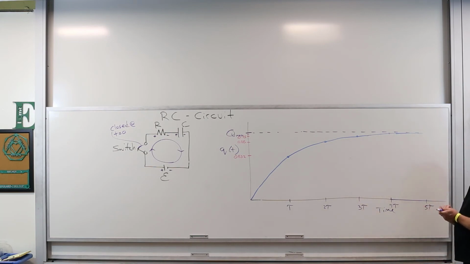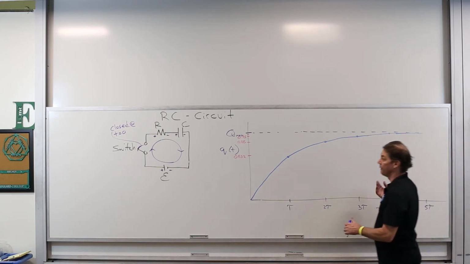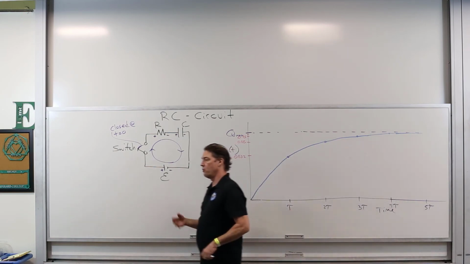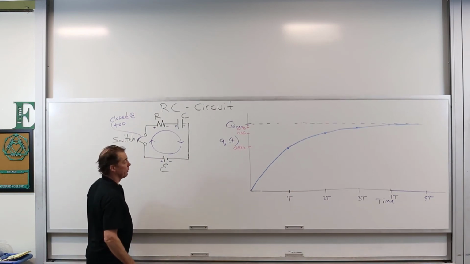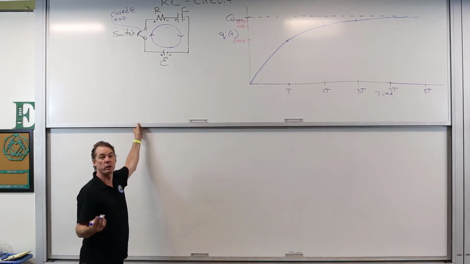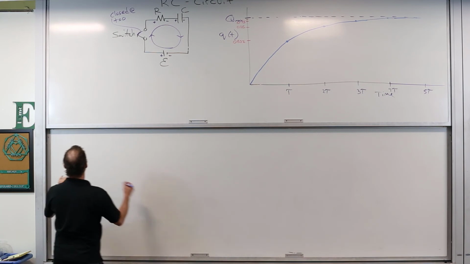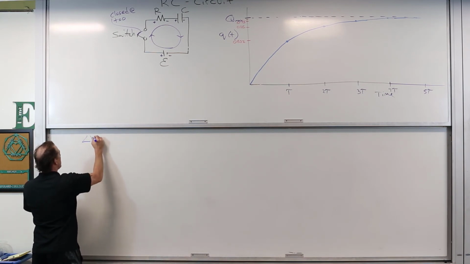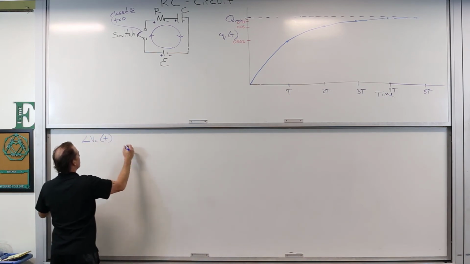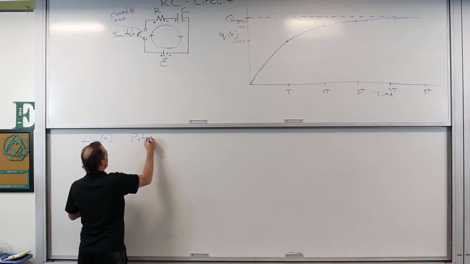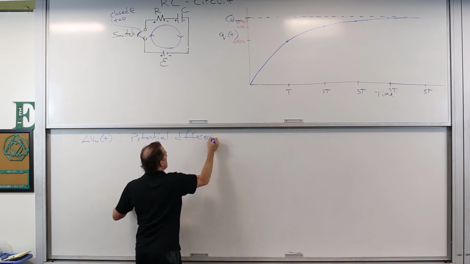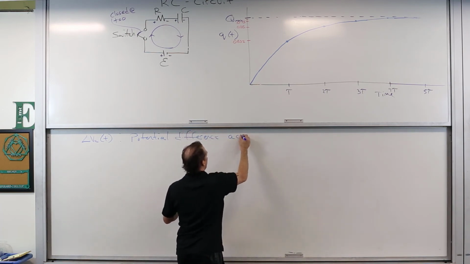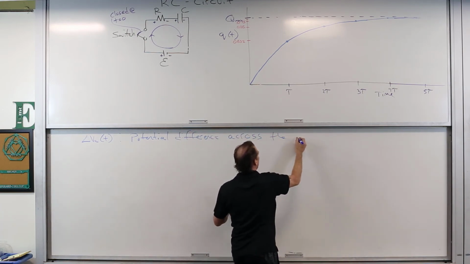So what else do we have here? Well, besides the graph, the nice graphical representation, and the function itself, Q of t is equal to Q max times 1 minus e to the negative t over RC, we've also got some other quantities to deal with, such as the potential difference across the capacitor as a function of time, delta V sub c of t. Potential difference across the capacitor.